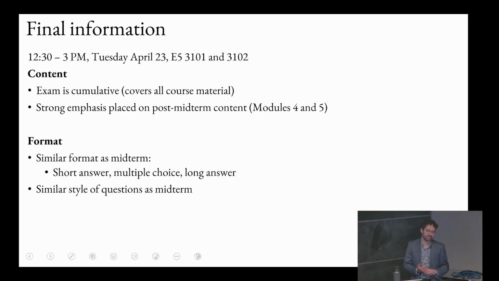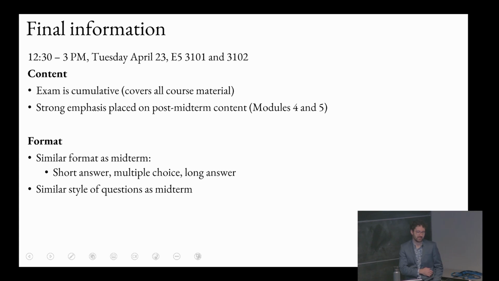Okay, so the final exam is, I think it's your last final. It's on April 23rd. It's 2.5 hours long. In terms of content, your final exam will be cumulative, so all course material, but there'll be a strong emphasis, as you expect, placed on post-midterm content, which is modules 4 and 5.